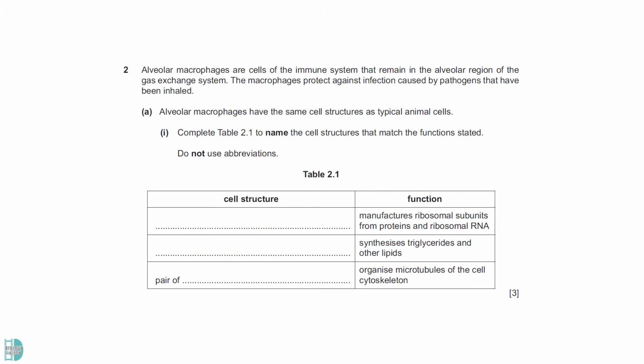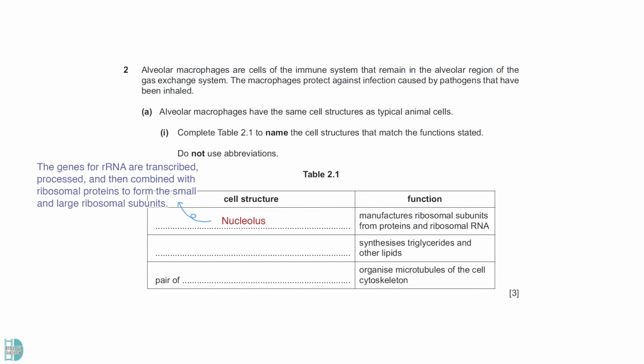2a wants you to name a few cell structures according to their functions. The nucleolus is the site of ribosome manufacturing. Inside the nucleolus, the genes of ribosomal RNA are transcribed, processed, and then combined with ribosomal proteins to form the small and large ribosomal subunits. SER is the site of lipid synthesis. It contains the enzymes needed for the process.